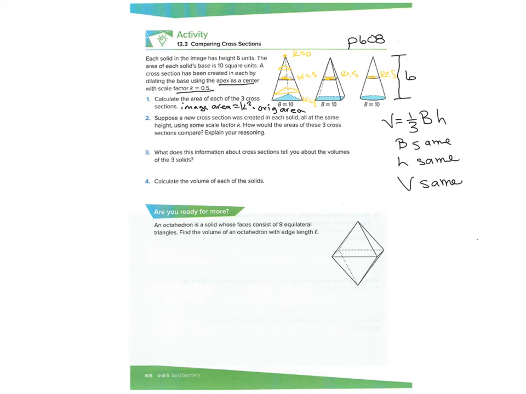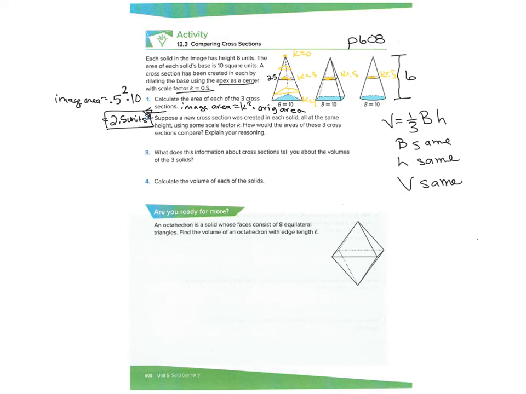So if I'd like to find the little yellow cross-sectional area, then my image area would equal my scale factor of 0.5 squared times my original area. My original base area was 10. So I would put 0.5 squared in my calculator times 10, and I get 2.5 units squared. So the area of this yellow triangle is 2.5 units squared.